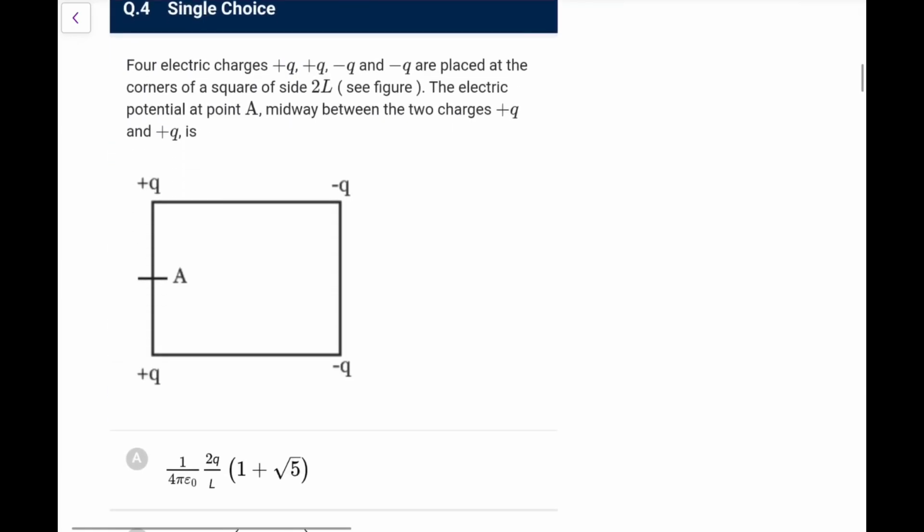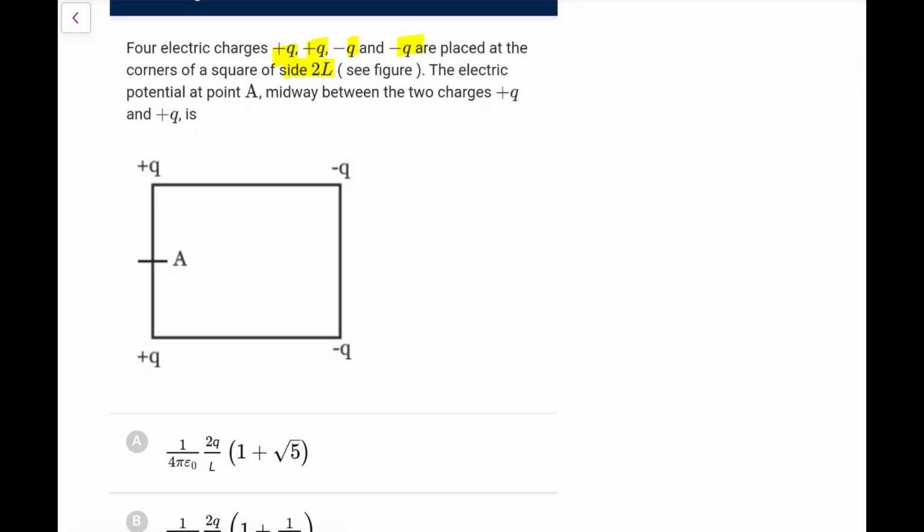4 electrical charges, plus and minus, are placed at the corners of a square of side 2L. The electric potential at point A midway between these two charges is.